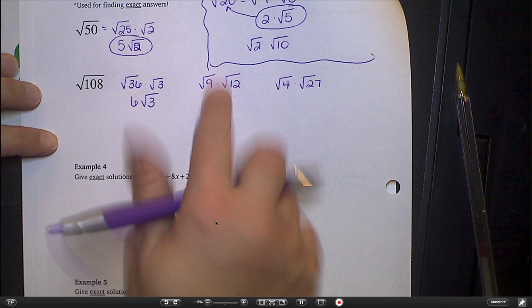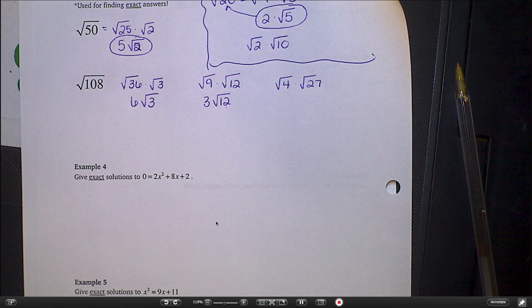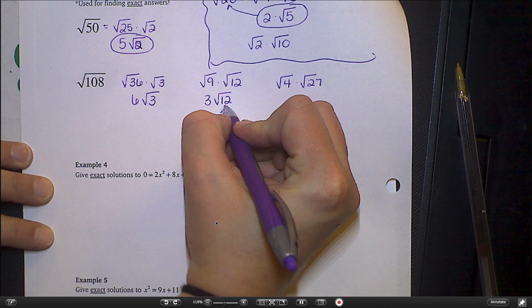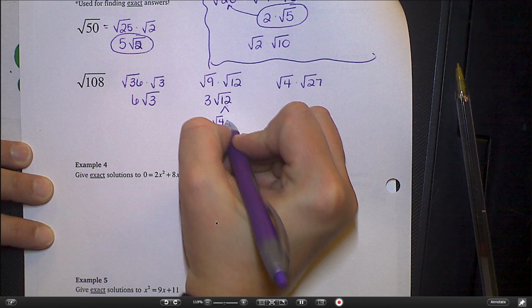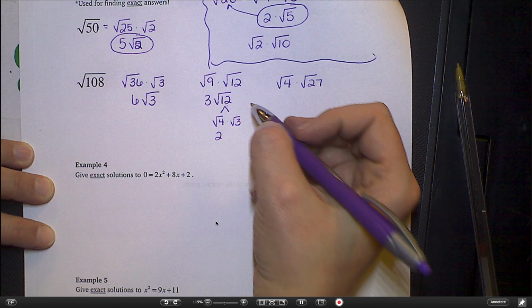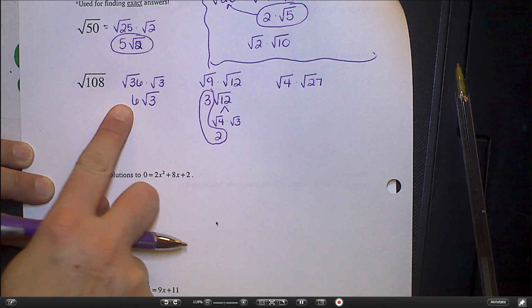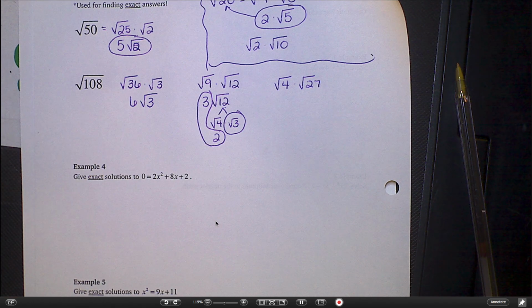But if I look at this one, this is 3 times the square root of 12. But then think about 12 for a second. Are there any perfect squares that go into 12? Say it again. 144? Perfect squares that go into 12. So 12 squared is 144, but what goes into 12? 4, right? So this could break down further as square root of 4 times square root of 3, which means this square root of 4 is really a 2. And then if you look, 3 and 2 put together would give you that 6, and then you would still have this square root of 3 sitting out there.